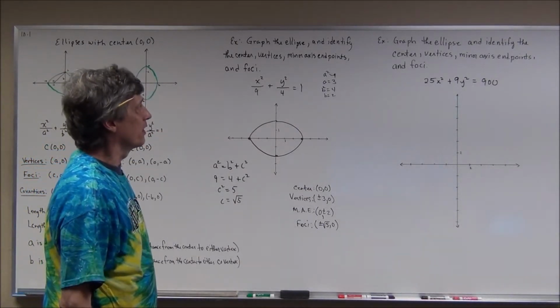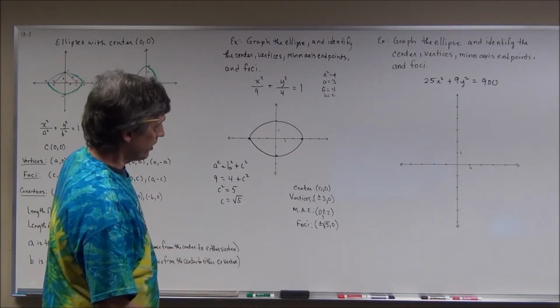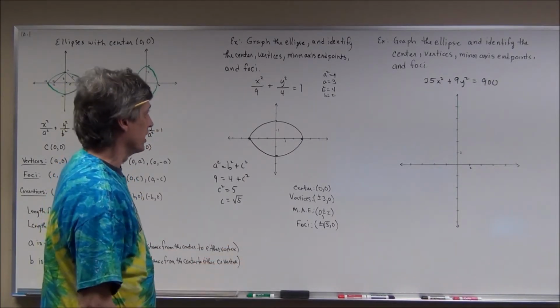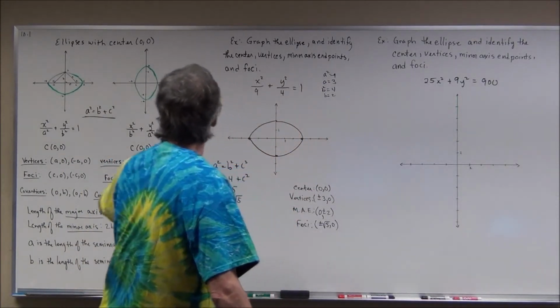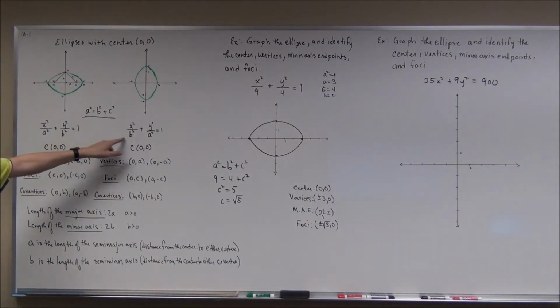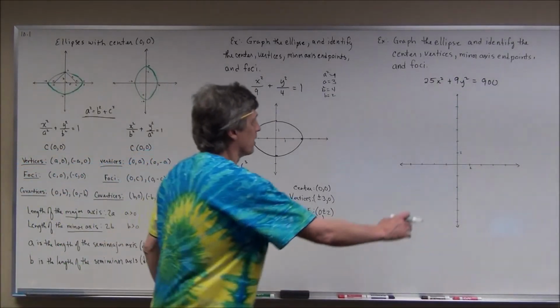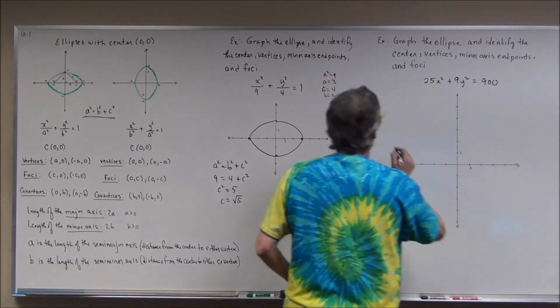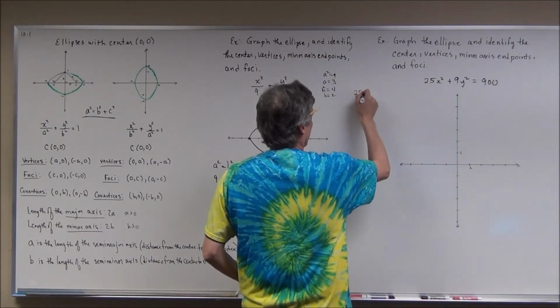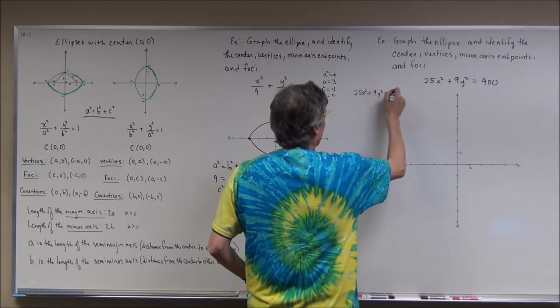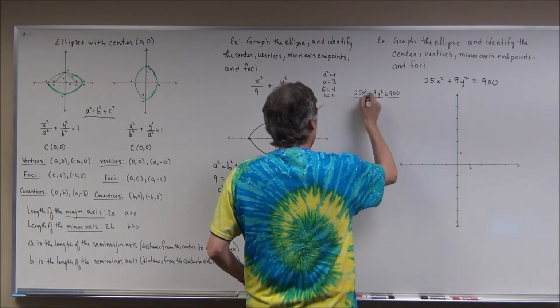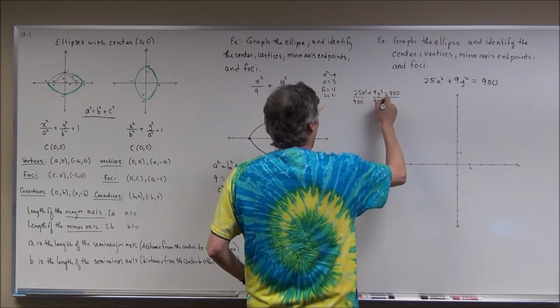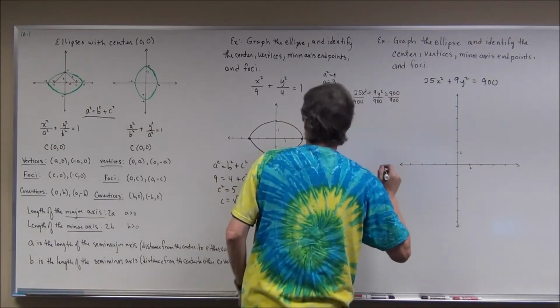Graph the ellipse and identify the center, vertices, minor axis endpoints or co-vertices, and the foci. Now this does not look like standard form. And by the way, these are referred to as standard form for the equations of ellipse. It doesn't look like either one. See how both of them have equal 1 and this has equal 900. So the first thing I'm going to do here is take this equation, I'll bring it over here because I got a little bit more space, 25x squared plus 9y squared equals 900. I'm going to divide through by 900.